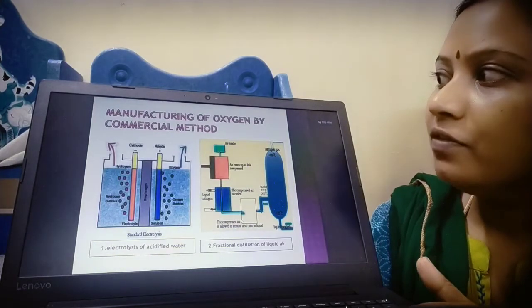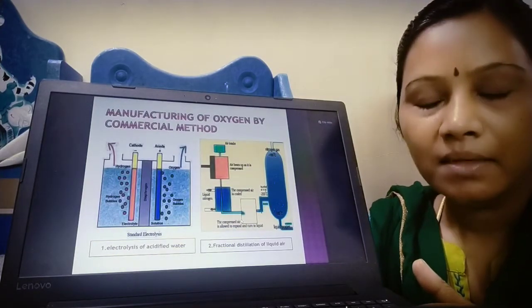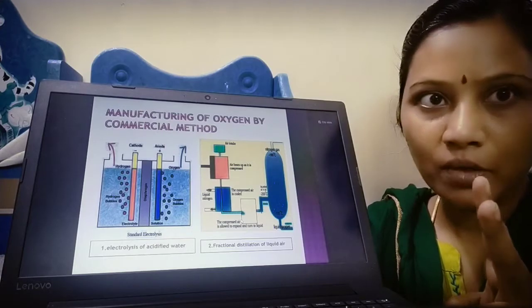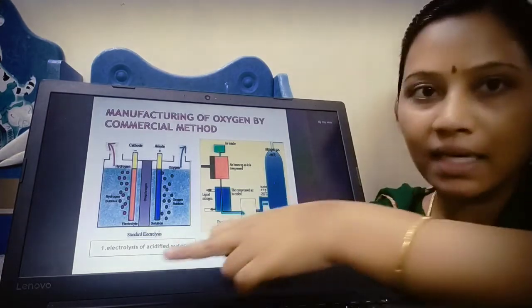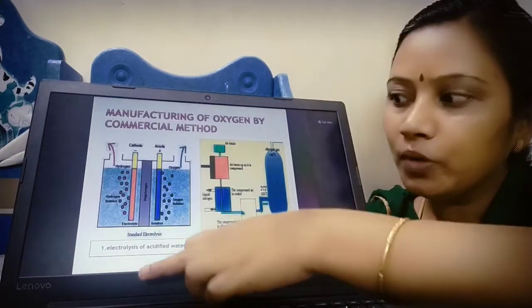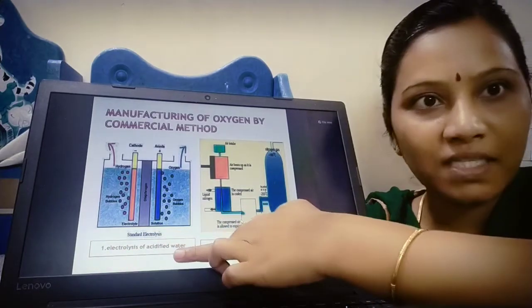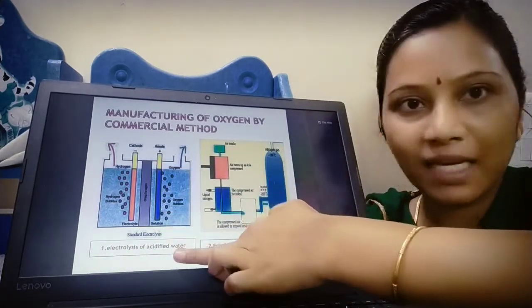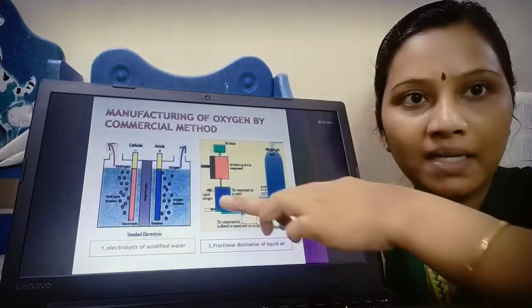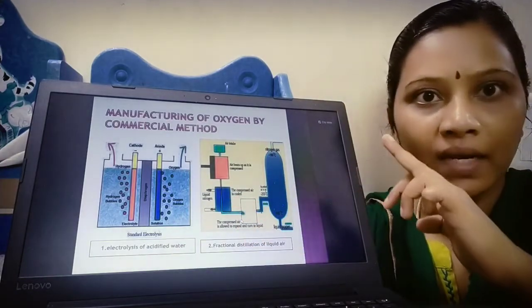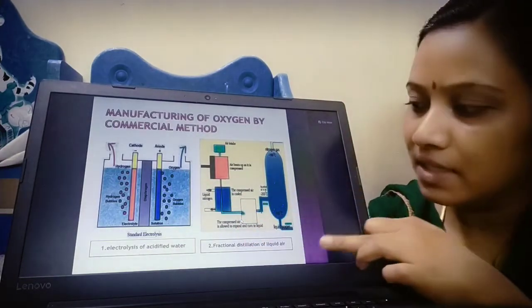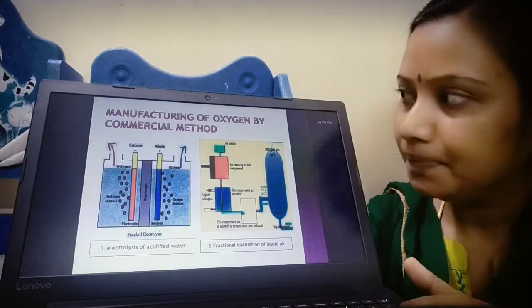And this is the manufacturing of oxygen by commercial method. There are two methods for commercial production. One is fractional distillation and the other one is electrolysis. Hope you all remember electrolysis of acidified water. This is also a familiar reaction which we have studied in class 11. When we pass electric current, what happens to positive ion and negative ion? This is fractional distillation of liquid air.